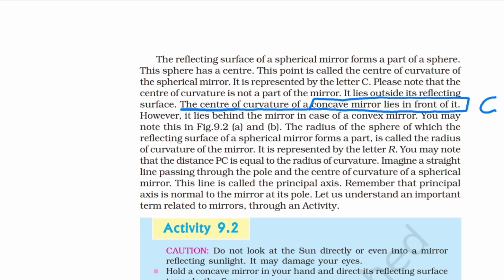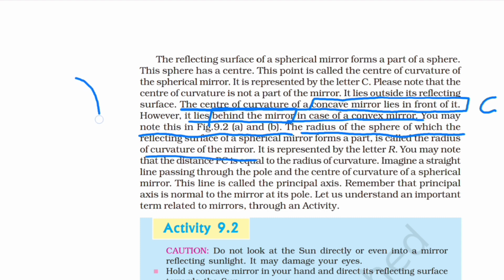However, it lies behind the mirror in the case of a convex mirror. You may note this in figure 9.2 A and B. Some diagrams are given below, in which you can observe these things. The radius of the sphere of which the reflecting surface of a spherical mirror forms a part is called the radius of curvature of the mirror.